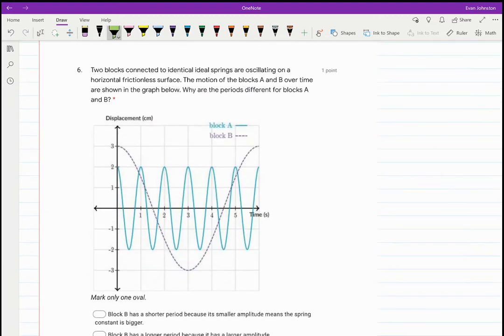And now it's kind of alternated the same way again. We still have two blocks, identical ideal springs. So that means that K's are the same. We're again still on a frictionless surface, and it's asking why are the periods different?